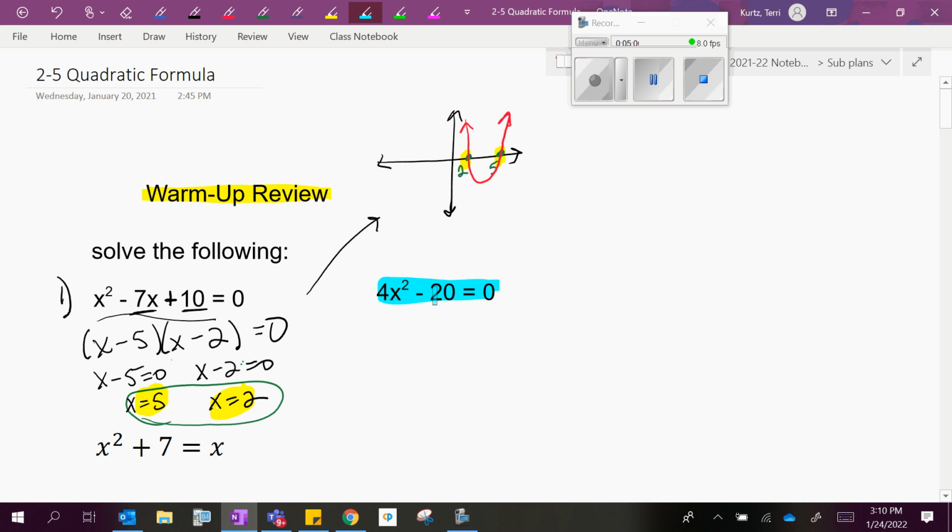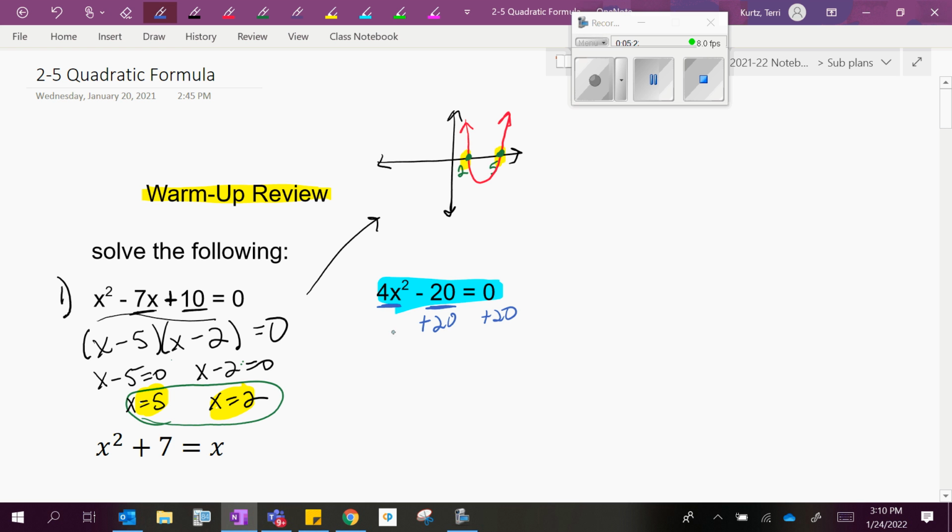Again, here we want to solve that. And we know that it has just an x squared term and a number term. So it falls under the requirements for solving by taking a square root. So we can get that x squared by itself.